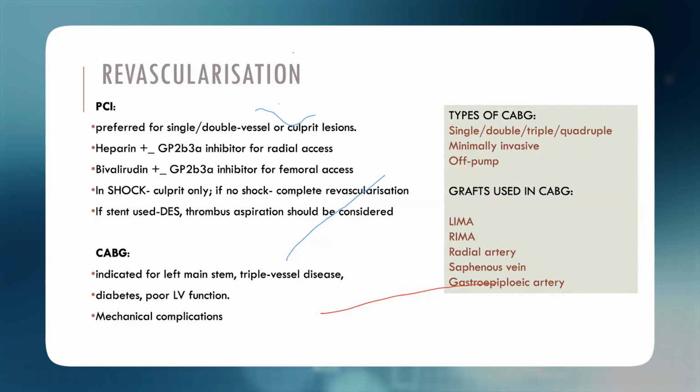In shock, if the patient is in shock, the BP is low, then only go for the culprit vessel. The culprit vessel that has caused the STEMI, only revascularize, stent that vessel. If no shock is there, then complete revascularization. All significant blockages have to be treated. If stent is used, obviously drug-eluting stent has to be used. Thrombus aspiration should be considered.